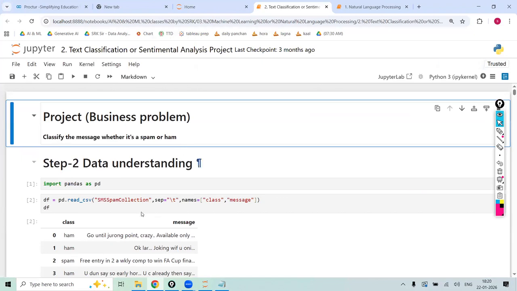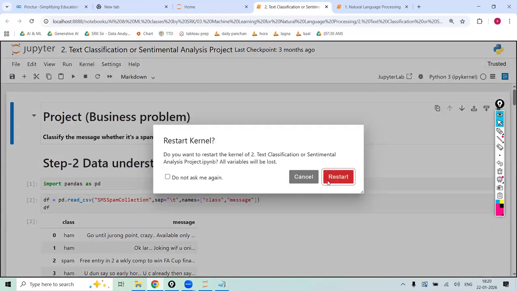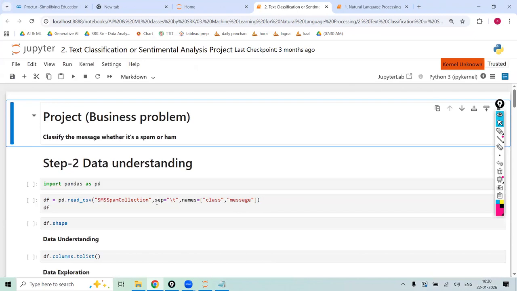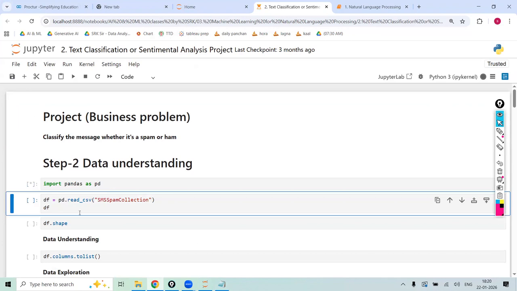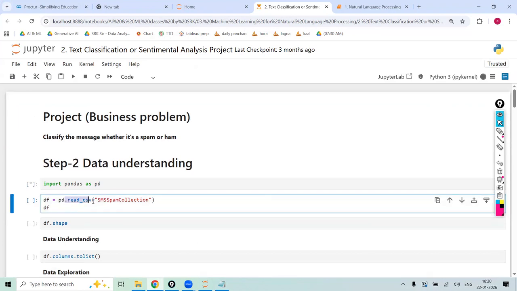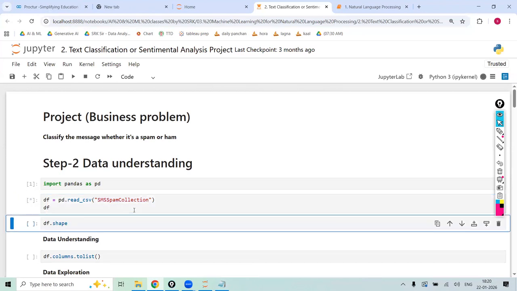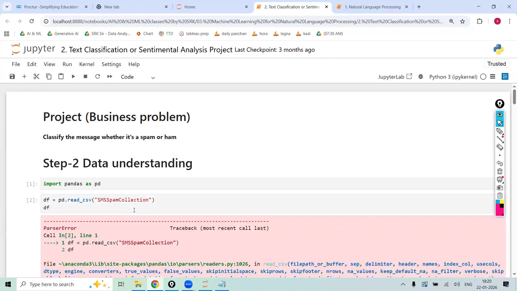How to load the flat file: here we are going to use the file name. First, I'm going to import pandas as pd and use read_csv, and here I'm going to give the file name. I'm just providing the file name, but it is going to throw an error because it is not separated, because the data was not separated into two columns.